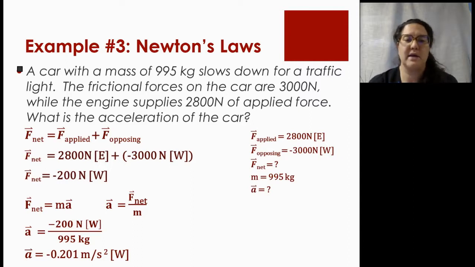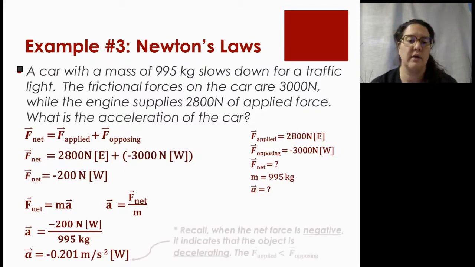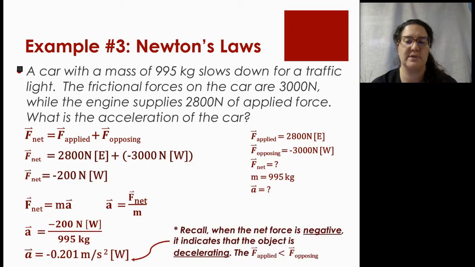Finally, a car with a mass of 995 kilograms slows down for a traffic light. The frictional forces on the car are 3,000 newtons, while the engine applies 2,800 newtons of applied force. What is the acceleration of the car? So our force applied added to our force opposing, we end up with a net force of negative 200 newtons. Now, by rearranging our force equation, the acceleration is negative 200 newtons west divided by 995 kilograms, which gives us a total acceleration of negative 0.201 meters per second squared west. So recall that when the net force is negative, it indicates that the object is decelerating.